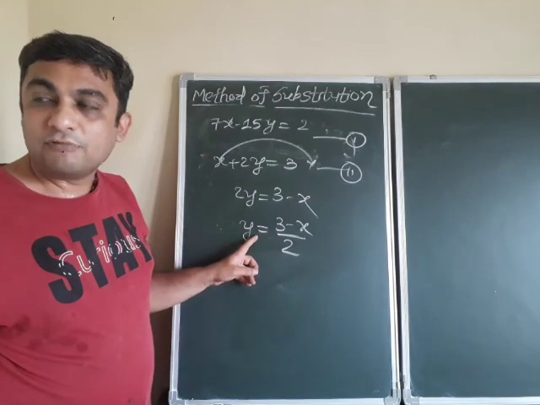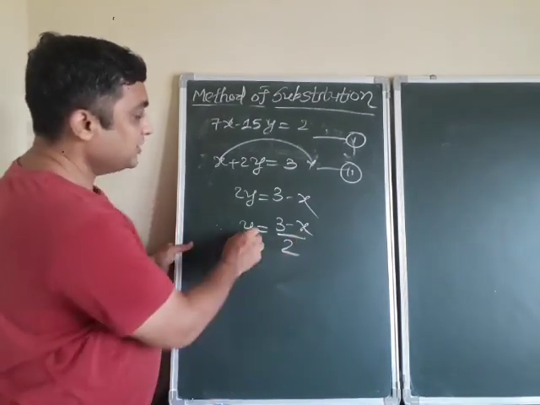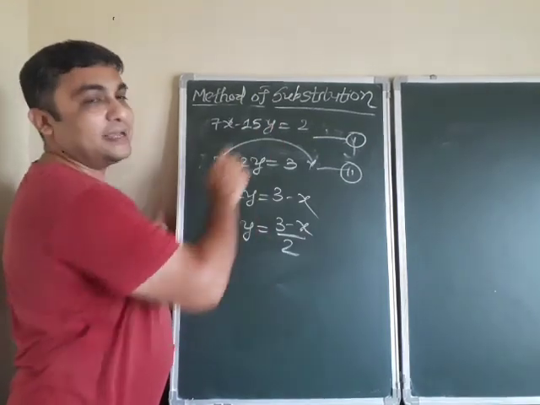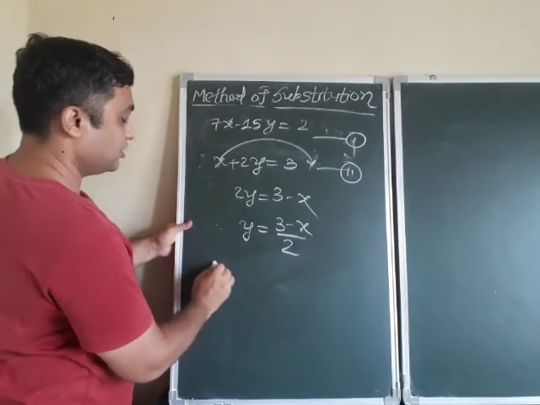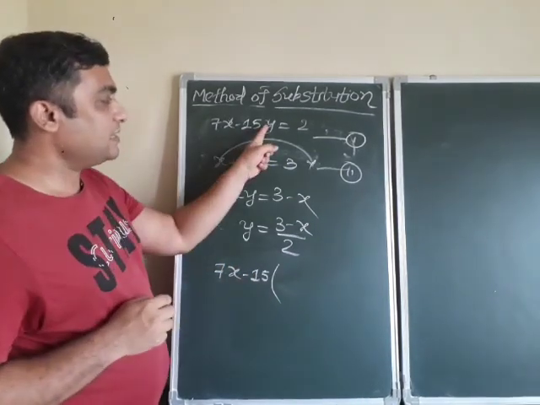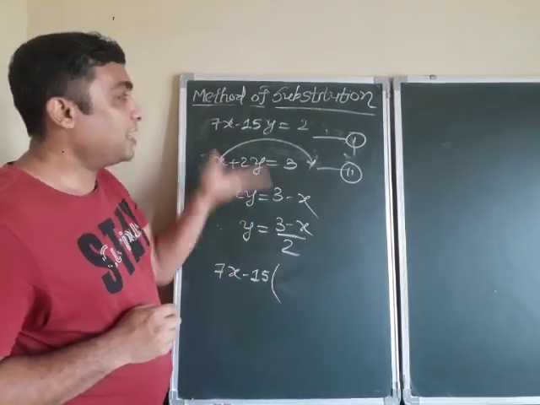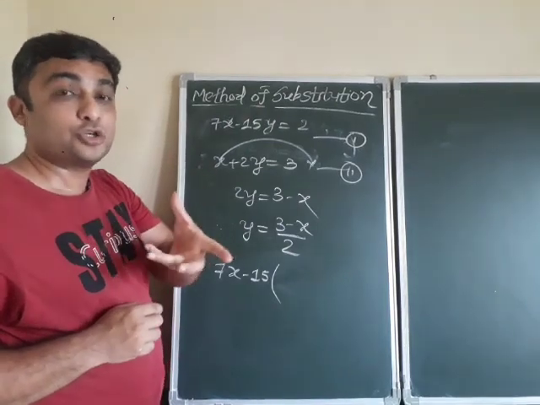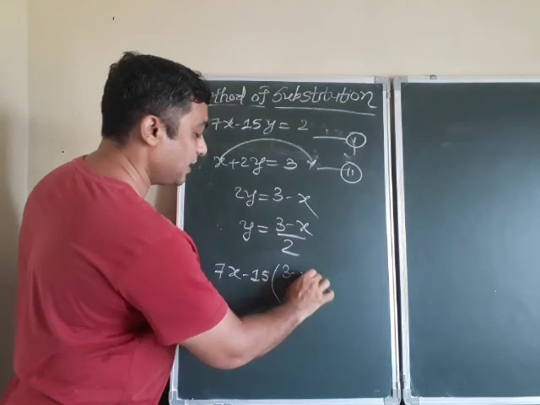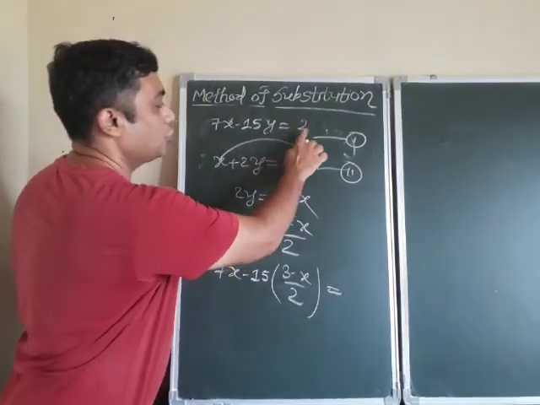And what is the value for y? y is equal to (3 minus x) by 2. Is that? Now this value I substitute here. It means I replace y for x. That I have already decided. So now in this equation, see, 7x minus 15, and I replace the value of y. It means I am substituting the value of y, and hence the method is called the method of substitution. I substitute the value of y. So what is the value of y? This is (3 minus x) by 2. Fine. So is equal to 2.